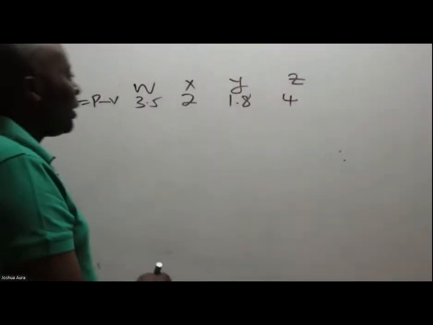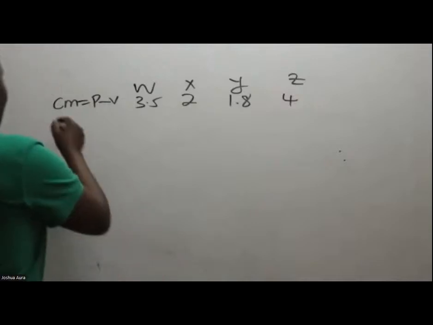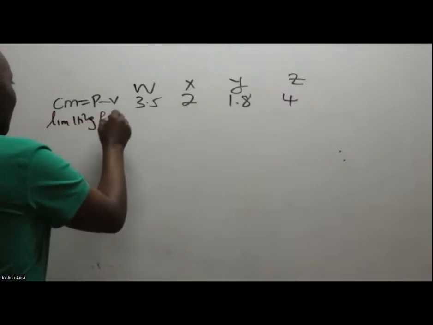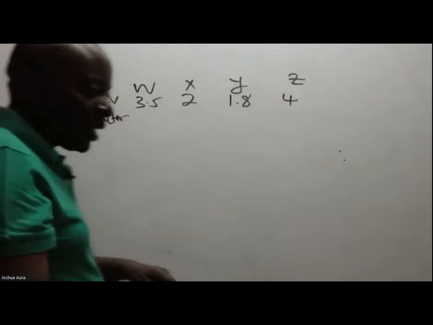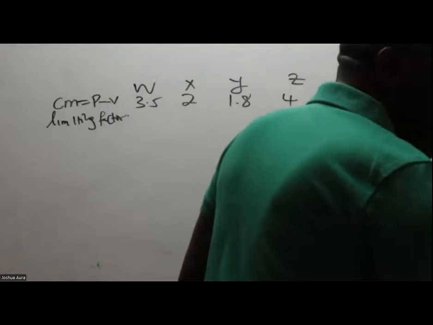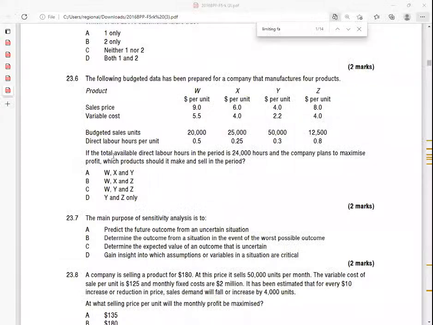So the second thing will be for us to give them the limiting factor. Have they given us the limiting factor? Yes, they've told us the limiting factor here. You can see the total available direct labor hours in the period are 24,000. So chances are we may need more than these hours which are available. So labor hours are the ones in this case which are scarce.